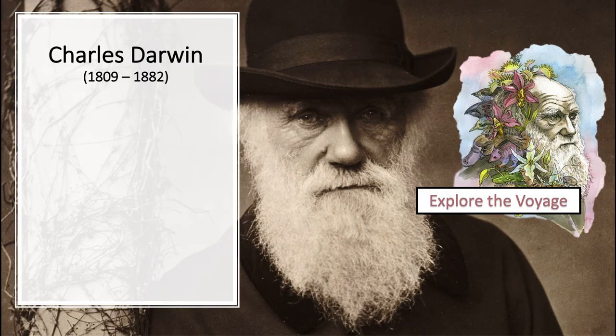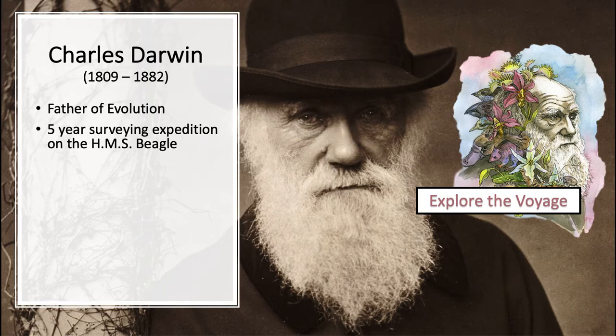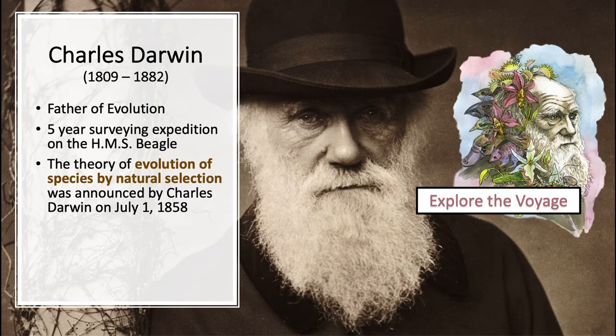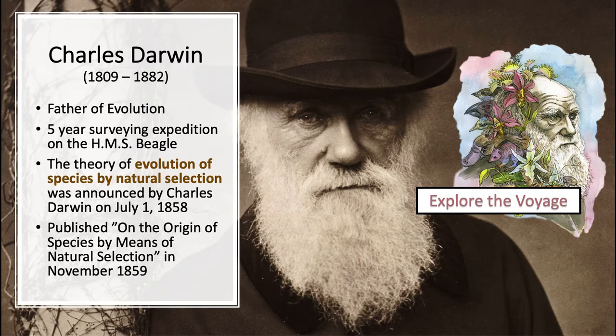So Charles Darwin, he's very famous for coming up with the theory of natural selection, right? So he's basically the father of evolution. He went on a long expedition, as you know, and he came up with that theory, evolution of species by natural selection. He did that in the 1800s, and then he published a book about it. If you want, you can click on this and look at his voyage and everything, but that's really just supplementary material.